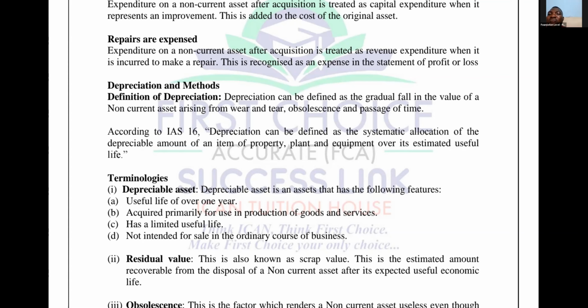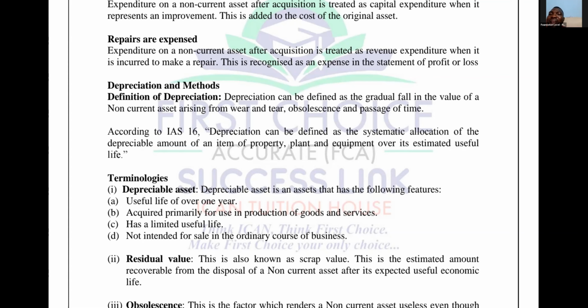If the value of the asset has dropped, it's compulsory for us as accountants to show the effects of the usage on our financial statement. Because if we refuse to show the effect of the usage, it means that we are not giving the true picture of the company's position. So it's very important to reflect the usage of the asset on our financial statement. And that is the backbone of what we call depreciation.